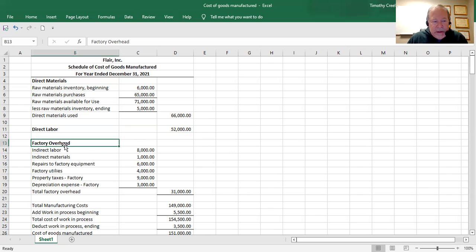Now, the last element is factory overhead. And remember that factory overhead is every part of the cost of the plant that is not direct materials or direct labor. Typically it's going to be indirect labor, which would be labor that works at the plant, but does not put their hands on the product. It would also be indirect materials, which would be like shop supplies, and things like if you were making a car, maybe nuts and bolts, maybe glue for the carpet.